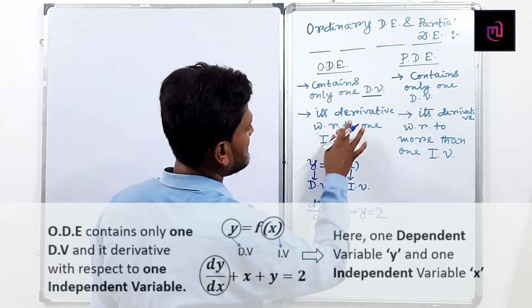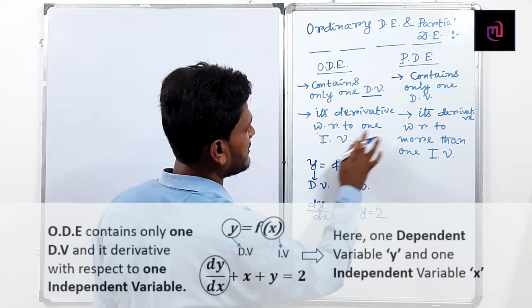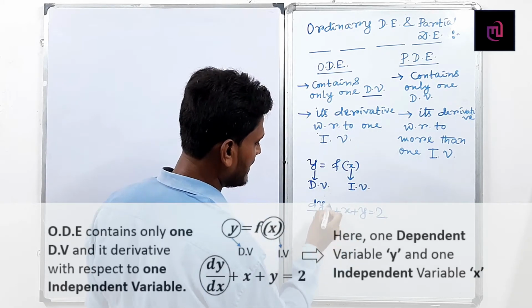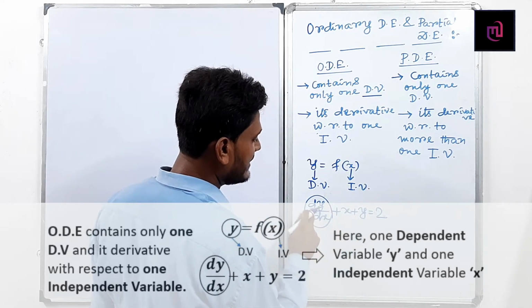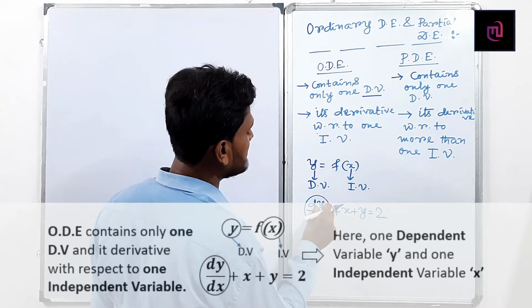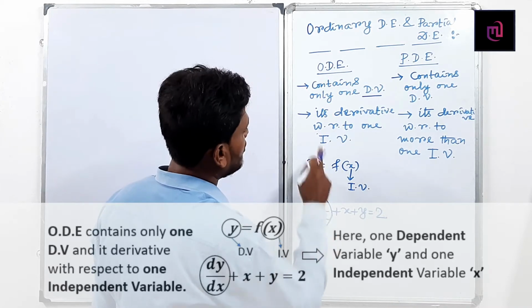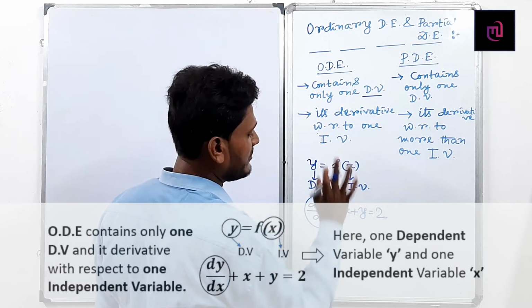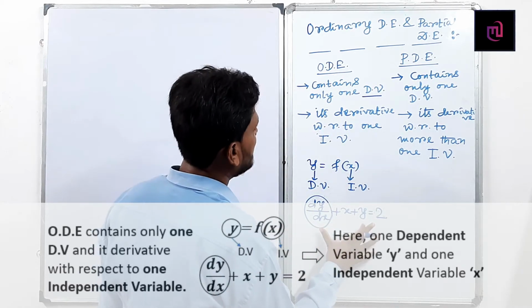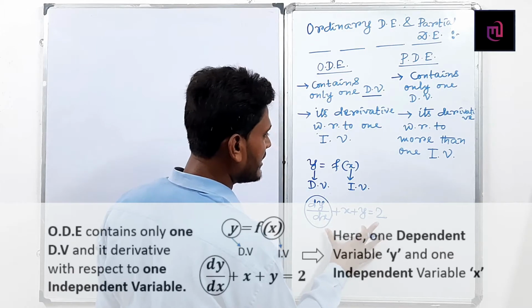So that is the first case. The second case, its derivative with respect to one independent variable. Check it: its derivative d/dx of y, that means the derivative of the dependent variable with respect to x. So here its derivative is with respect to one independent variable. That's why this equation is known as an ordinary differential equation.